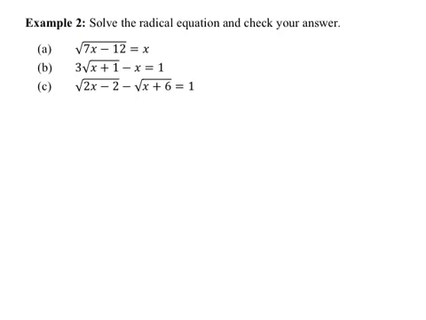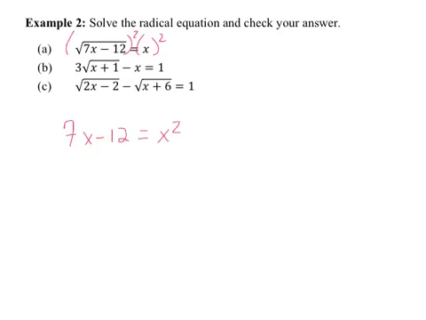Example 2 says, solve the radical equation and check your answer. Now we're going to see some ones where we might have to look at some quadratics along the way. So let's take a look. Well, in the first one, the radical expression is already isolated. So let's start by squaring both sides of the equation. If I square the left-hand side, it just gets rid of the radical, but if I square the right-hand side, it becomes x squared. So I get 7x minus 12 equals x squared.